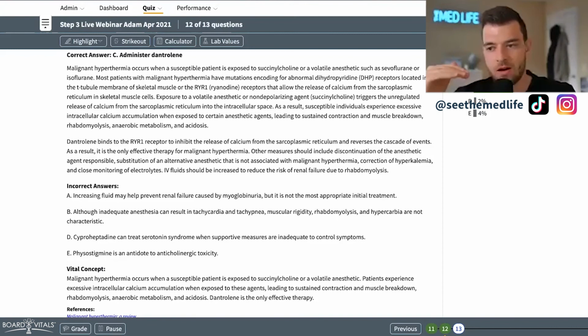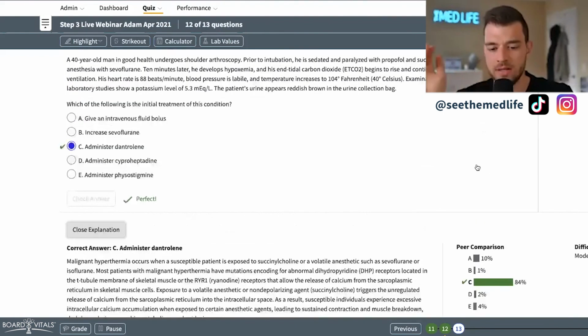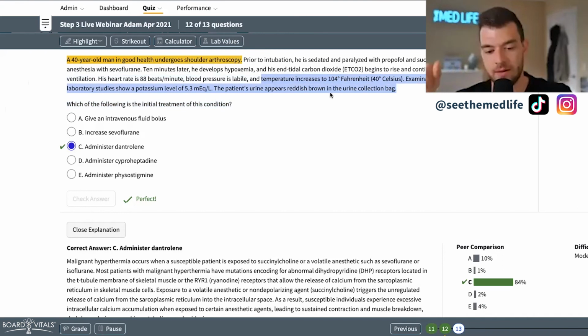I mean, I guess if you want to be formal and look at the drugs that cause malignant hyperthermia, I guess that helps. But even taking that line out, if we go up and look at the stem again, you can totally take out all of the anesthesiology terms, all of the medications. We can just jump to a 40-year-old man in good health undergoes shoulder arthroscopy. Jump all the way down to the point where it says temperature increases to 104, exam reveals muscular rigidity, and then urine appears reddish brown in the collection bag.